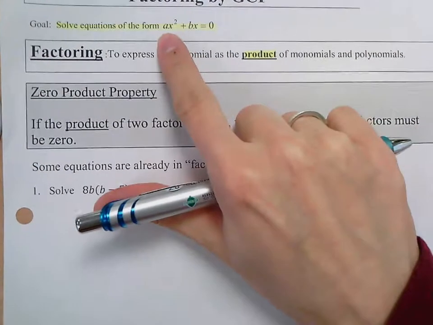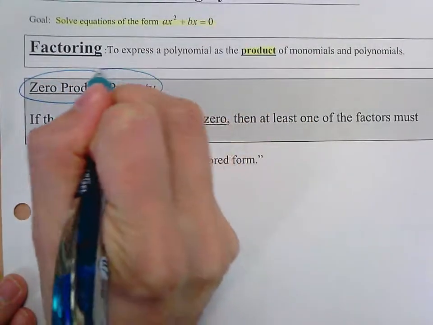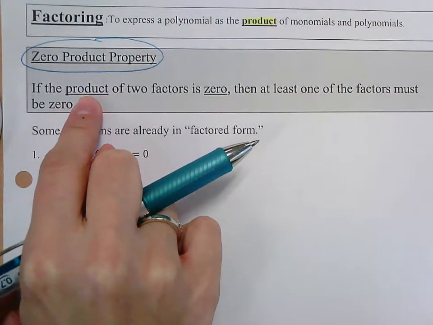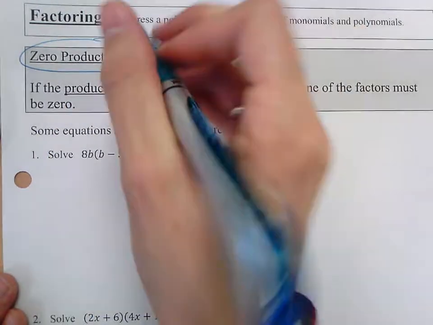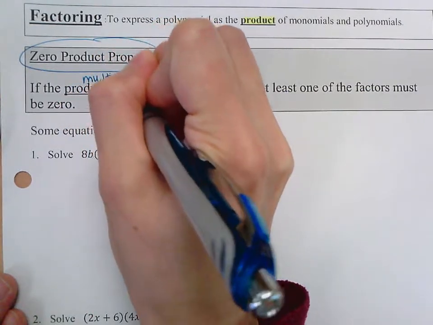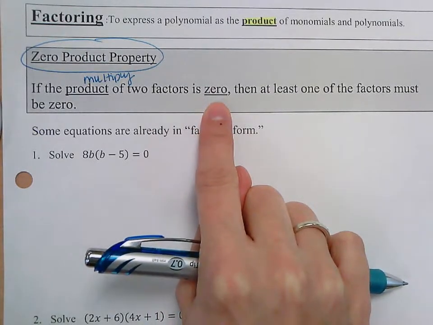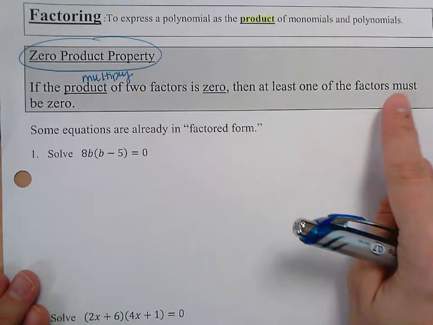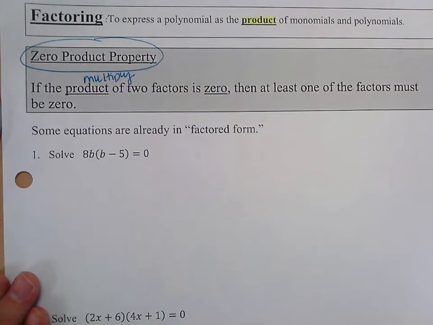When we solve equations by factoring, we use what's called the zero product property. And what this says is if the product, which again, product is what operation? It's multiplication. So if the product of two factors is 0, meaning if two factors multiplied together equals 0, then at least one of the factors must be 0. So think about that. If you multiply two numbers together, the only way to get 0 is if one of those two numbers is 0.